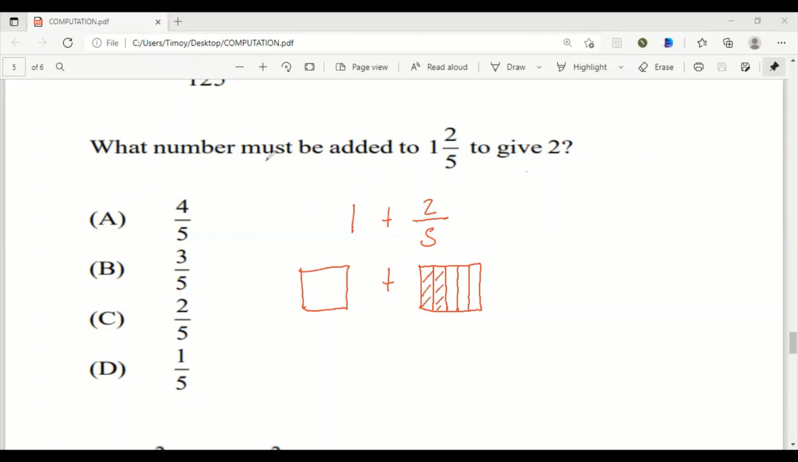So they are saying to us, what must be added to 1 and 2/5 to give 2? Then it would be the remaining parts, which is 3 parts out of 5, right? For this to be 2, because we have 1 whole and a fraction of a whole, right? So it would be 3 parts out of 5.